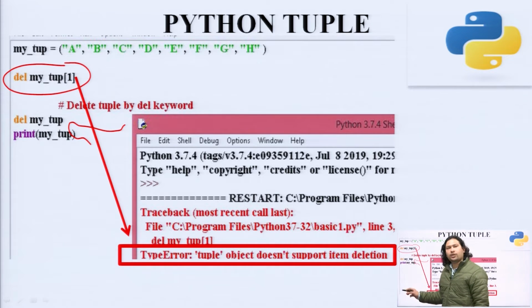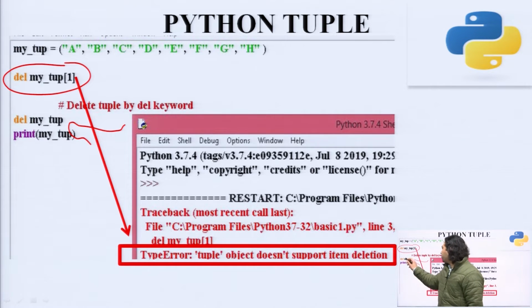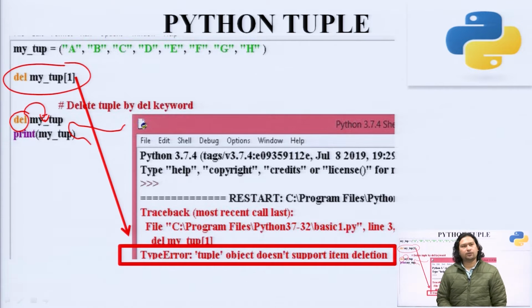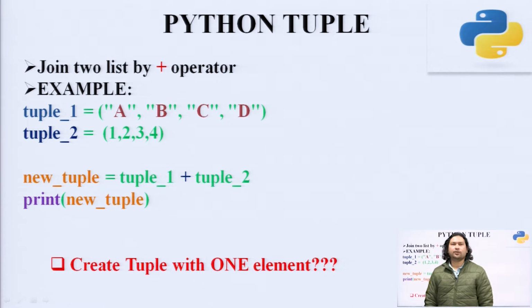In the next one you are going to get the name error, because the variable is no more after performing the delete operation on the variable. That means the variable is totally deleted from your memory.